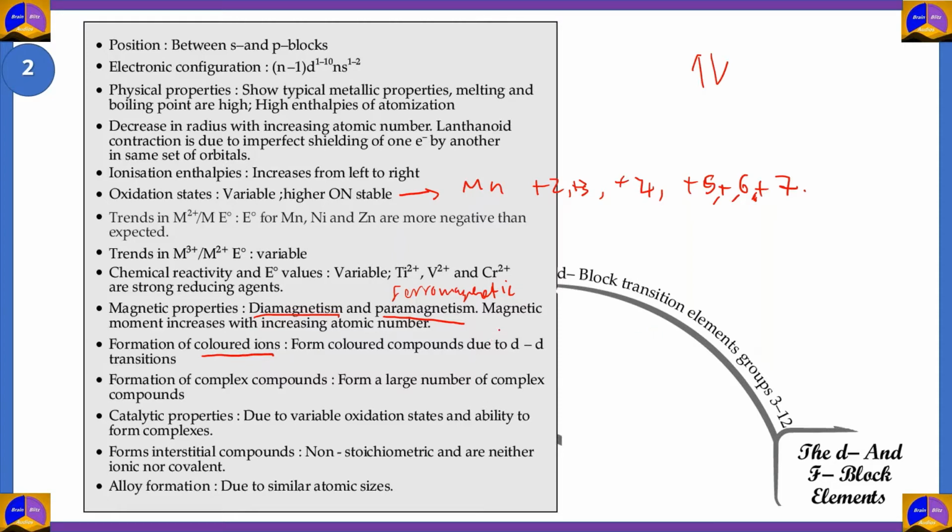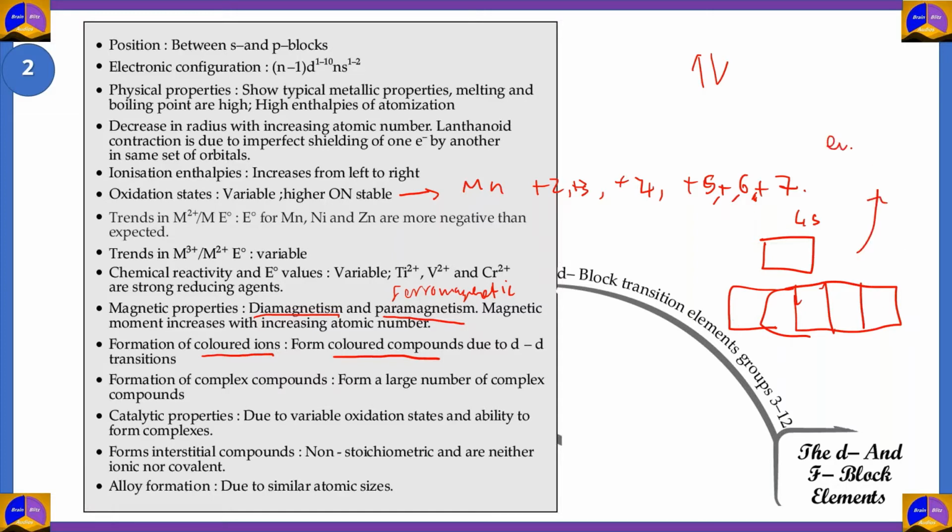For example, CuSO4 or copper sulfate is blue in color, and that's why it's called blue vitriol. Now, they form colored compounds due to d-d transitions. The reason here is that we have, say, an s orbital and a d orbital. The energy difference between the s and d orbitals is very small, and even among the d orbitals, the energy needed to change an electron is very small.